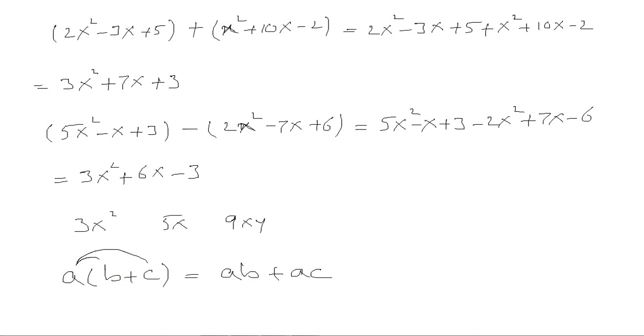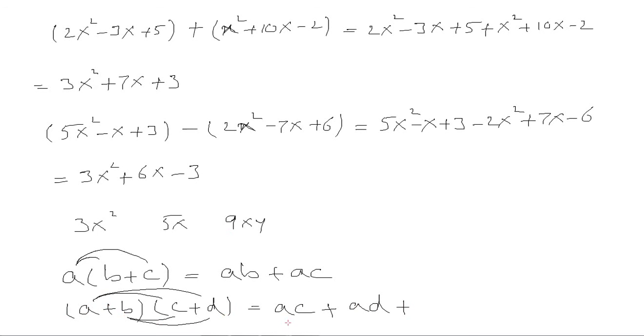What if I have a plus b times c plus d, and here assume that a, b, c, and d are monomials like these here. So this is how I multiply. I have to multiply A by C and A by D, also B by C and B by D, and add them up. So it's AC plus AD plus BC plus BD.